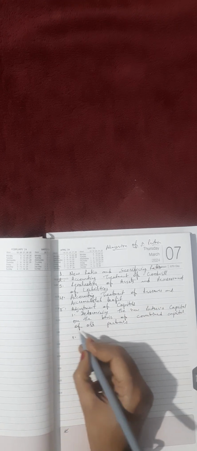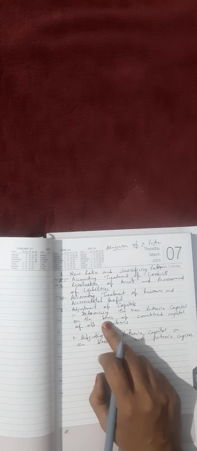Second term is adjusting old partners' capital on the basis of new partner's capital. It means here the new partner's capital is decided first and he brings the said amount. Here the new partner's capital is brought in first and the old partners' capital is adjusted according to the new partner's capital.